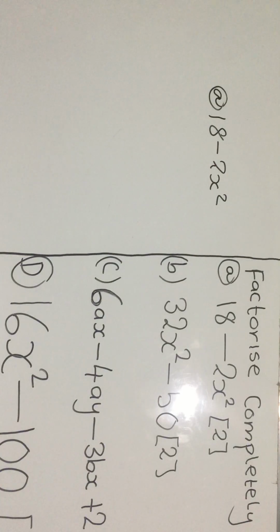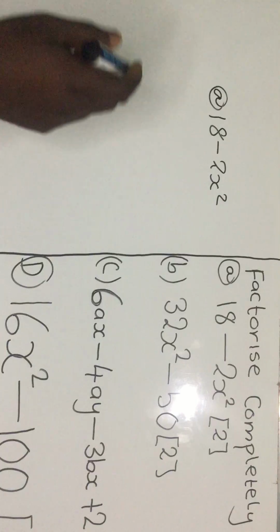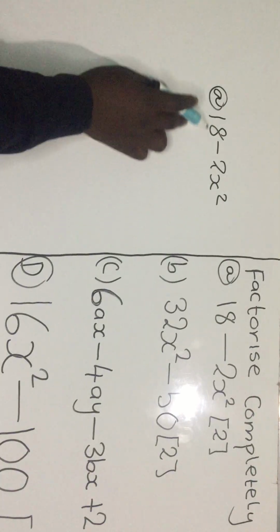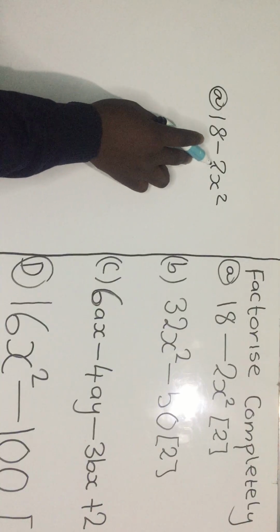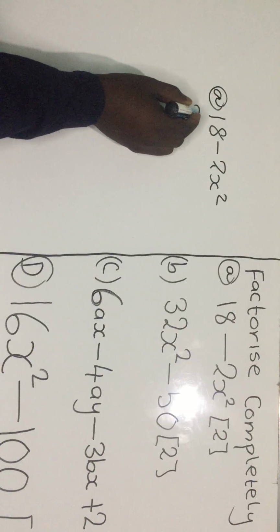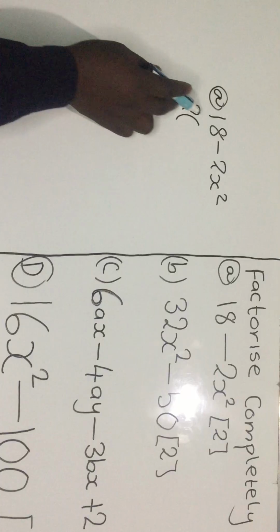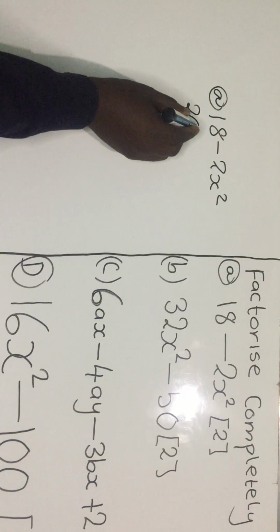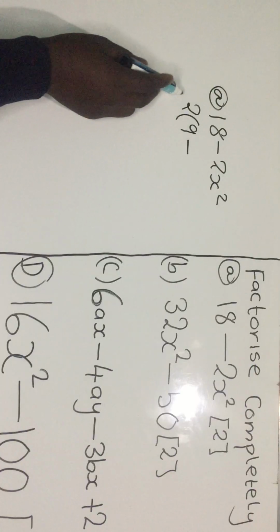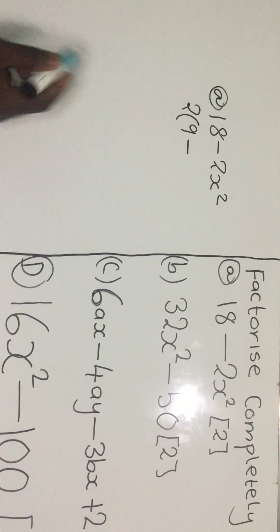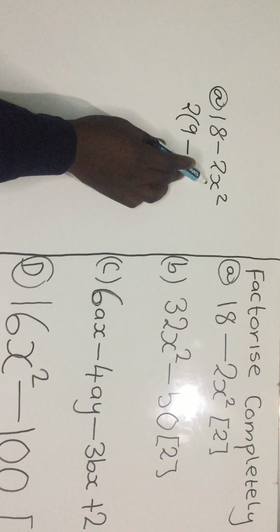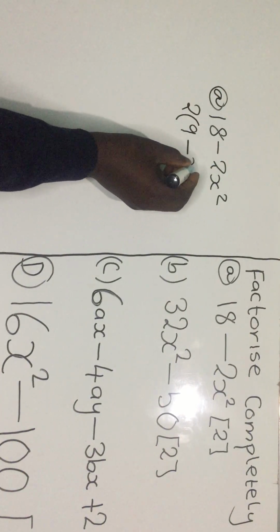Once you see a question like this, the first thing you do, always when you're factorizing, is that the small number should enter into the big number. That's the secret for factorization. The small number is always the one which is common. You can see 2 is common, so you bring it outside and open like this. How many times can 2 go into 18? It goes 9 times. Minus, how many times can 2 go into 2? It goes 1 time. 1 times x squared is x squared.